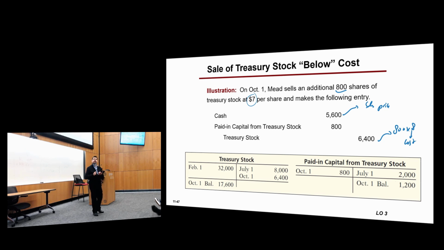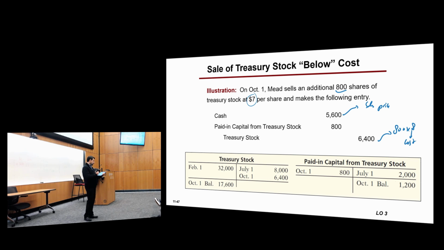In this case, it is a debit to paid-in capital from treasury stock. It's decreasing paid-in capital from treasury stock. So basically, we took part of the paid-in capital and decreased that amount from treasury stock. Any questions about this?